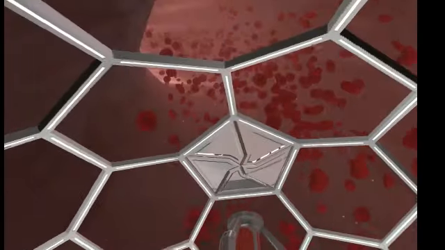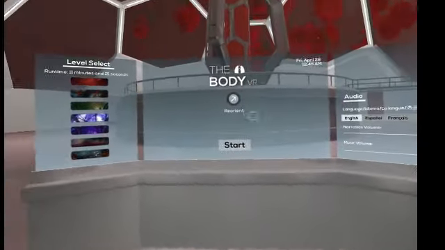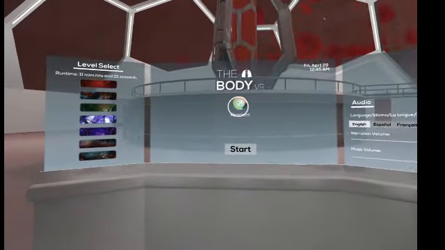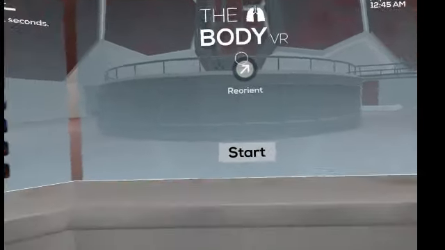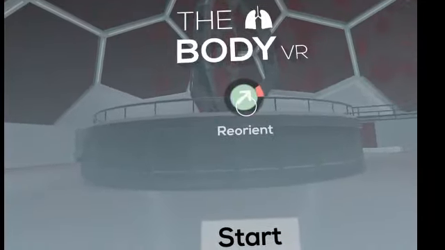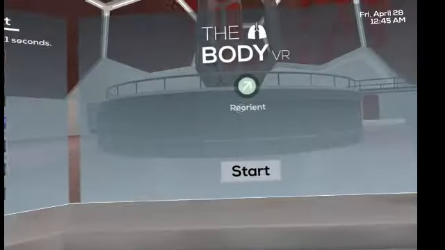Hello, and welcome to the Body VR, an immersive tour through the human body. Keep in mind you can turn your head in any direction. Resetting orientation in 3, 2, 1. Resetting orientation in 3, 2, 1.